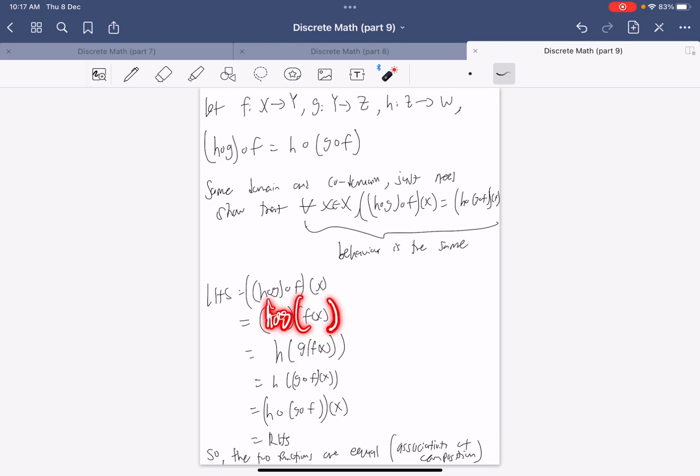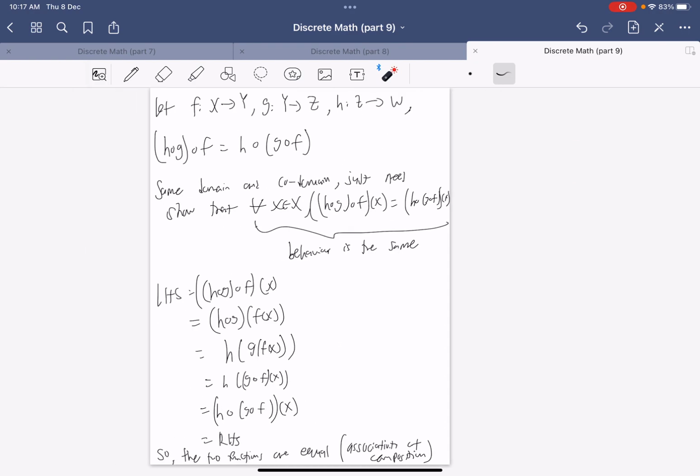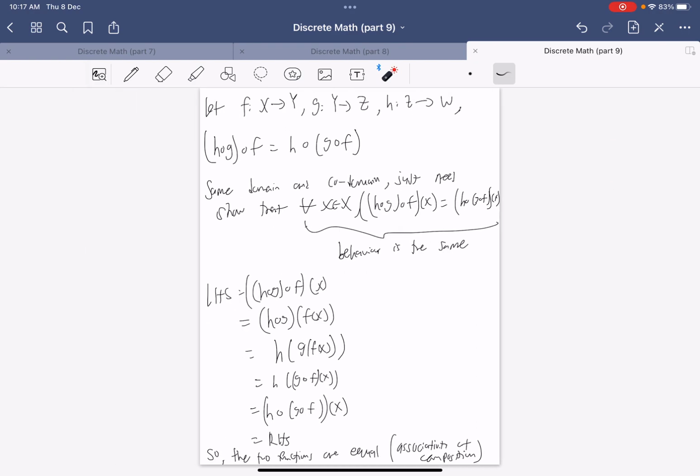And because this is h circle g, it just means h takes in the parameter g(f(x)). But then g(f(x)) can be expanded out into g circle f. And this now can be expanded into h circle the whole thing of g circle f. And that is the right hand side. And so your left hand side is the same as the right hand side output. And so, we say that the two functions are equal, and hence you have proven the associativity of composition.